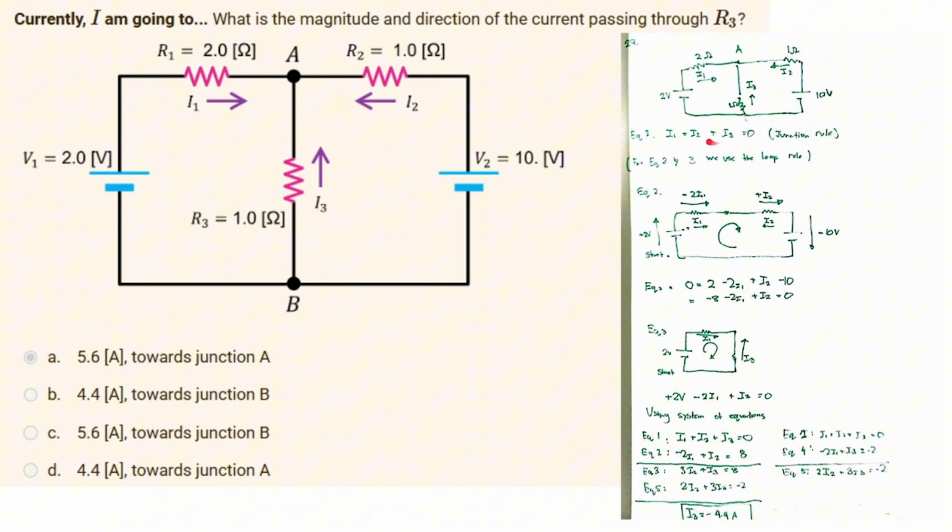To get I1, I2, and I3, because we need to find the current passing through R3, which is I3, we'll have to use a system of equations. For our first equation, we use the junction rule, which we know: I1 plus I2 plus I3 equals 0. This is our first equation, the junction rule. For equations 2 and 3, we use the loop rule.